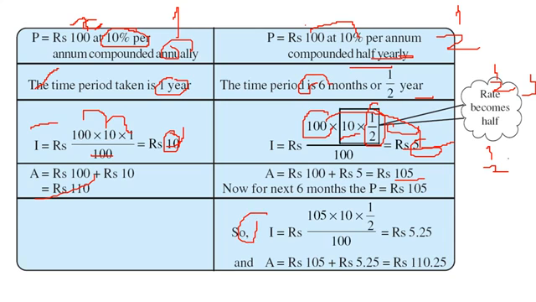Now the interest would be on this again for the next 6 months. Half year we have computed, now next for half year. So this is the initial amount, rate remains same, and the time is next half year, next 6 months. 105 into 10 into half by 100, you get 5.25. We add 105 with 5.25, we get 110.25.